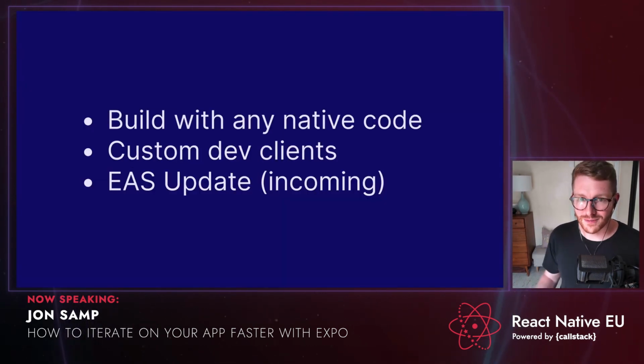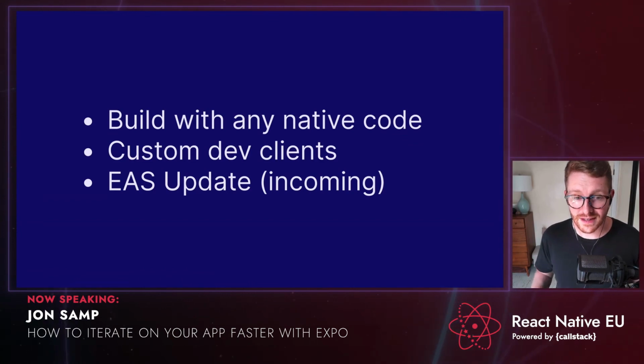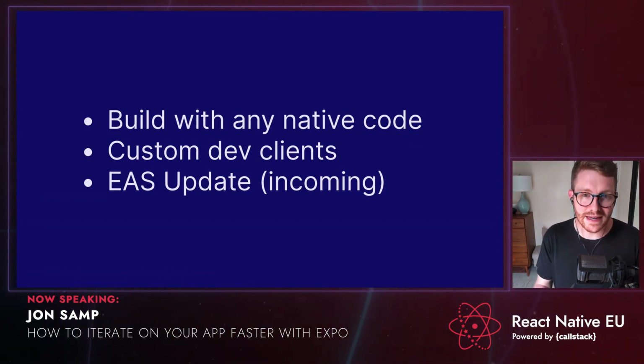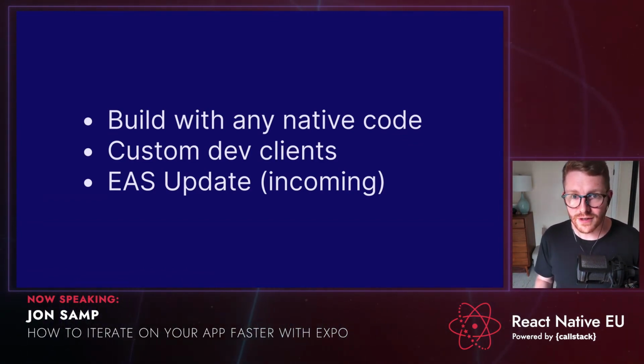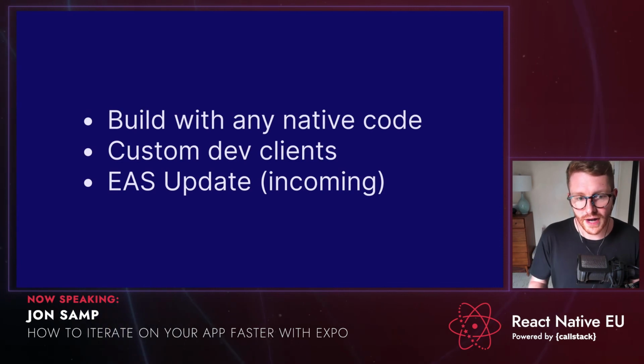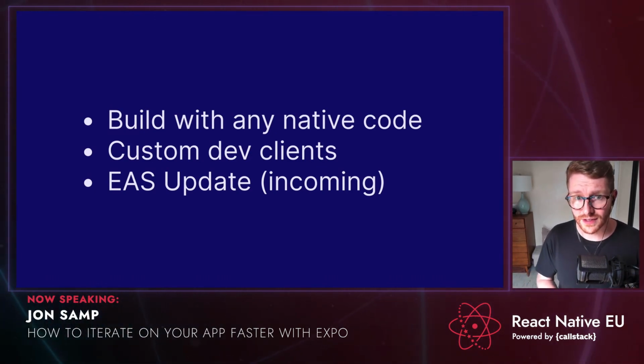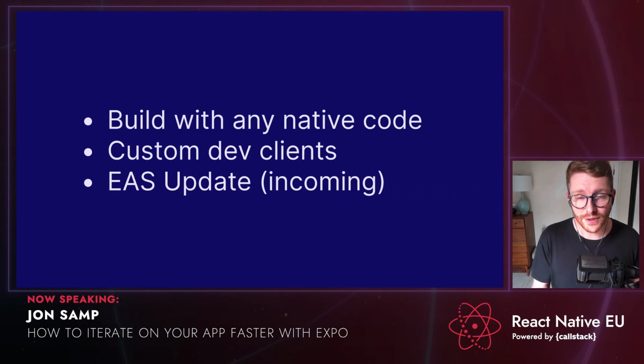So one awesome change that we've come out with this year with EAS is that you can build an app with any native code. You can add native modules like Bluetooth, or you can also add in-app purchases, or things like a blur hash module that will allow you to add a native module that blurs out your images as placeholders. There are tons of these, and you can add code like this and we will still build your app for you, and that is now possible.